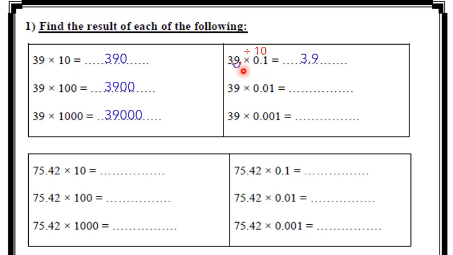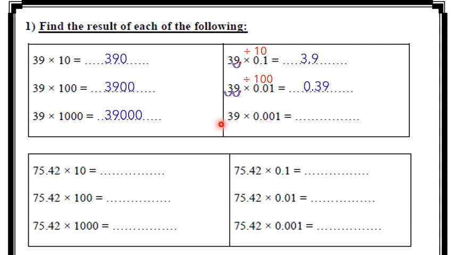And the next here, 39 times 0.01. This is a crazy one. It's like dividing by 100. So do you see here any decimal point? No. So I'm going to put the decimal point at the end. And let's move to the left 2 places, 1 and 2. So the answer is 0.39.